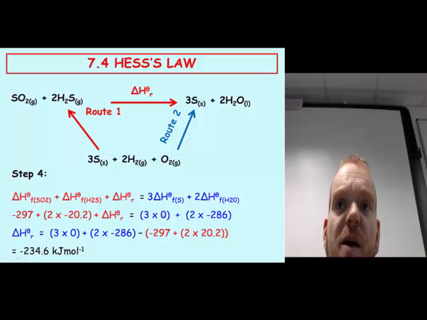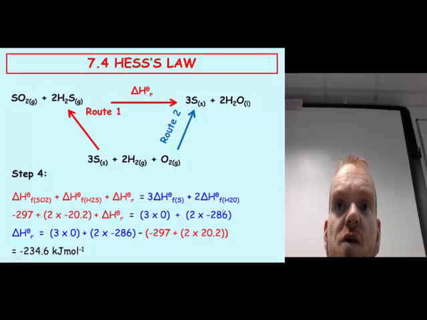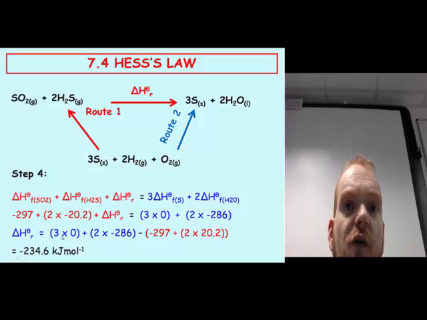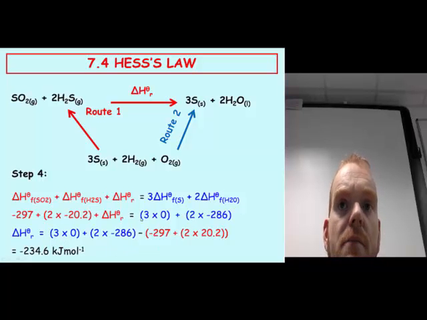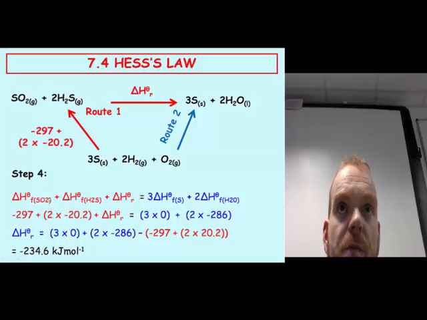Obviously the enthalpy of formation of an element is 0, because we're starting off with the element and ending up with an element, so that's no change. Then I've got the enthalpy of formation of water, which is minus 286. So delta HR is equal to the enthalpy of formation from route 2 minus the enthalpy of formation from route 1, which gives me an answer of minus 234.6 kilojoules per mole.